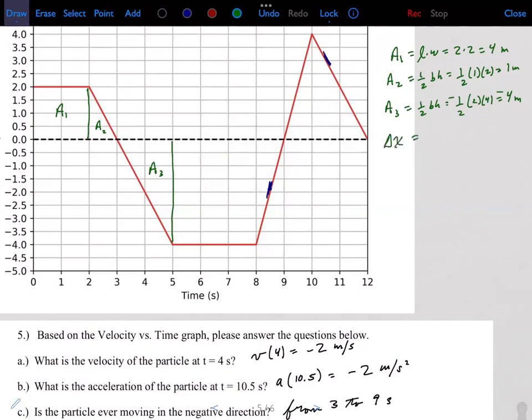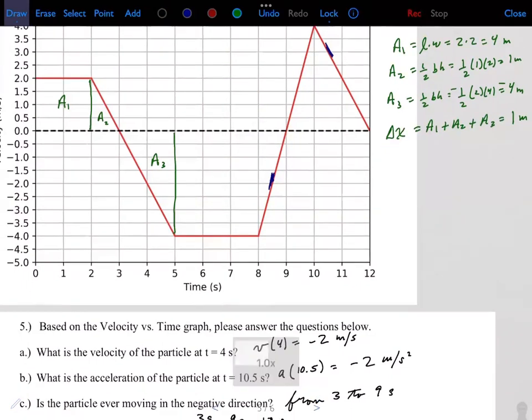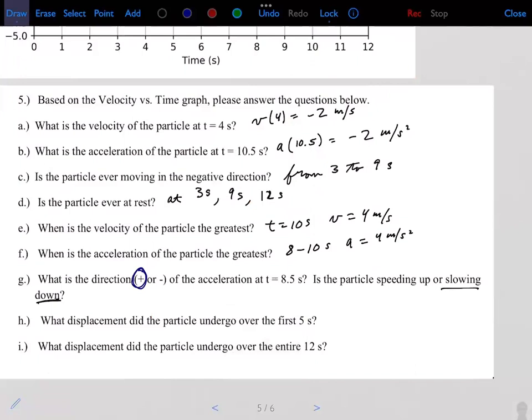And then if I add those up, my displacement over the first 5 seconds will be A1 plus A2 plus A3. That's going to be 4 plus 1 minus 4, which is 1 meter. So the displacement is 1 meter. So wherever the person started, they're going to end up 1 meter further in a positive direction.